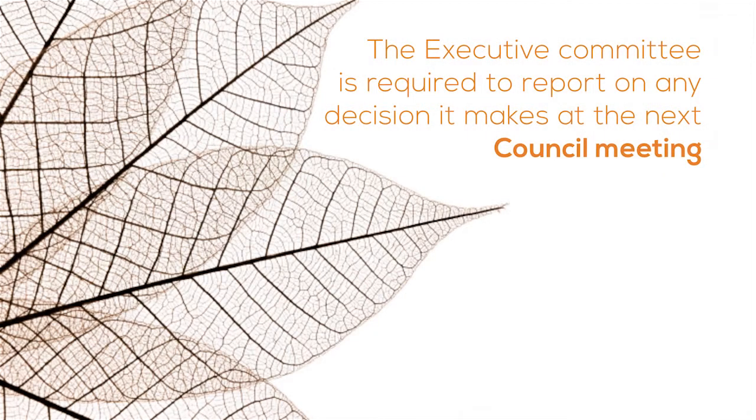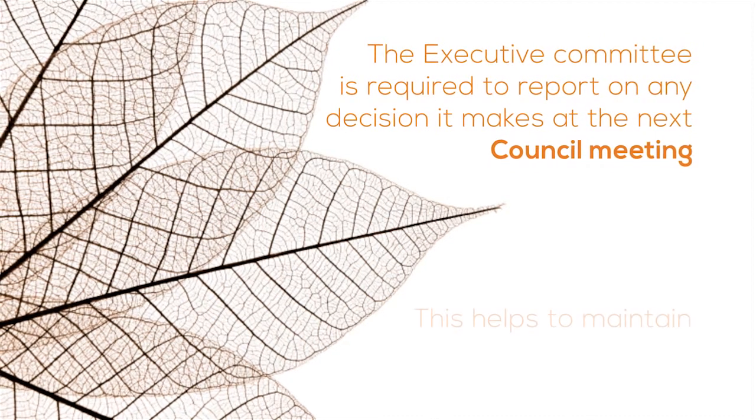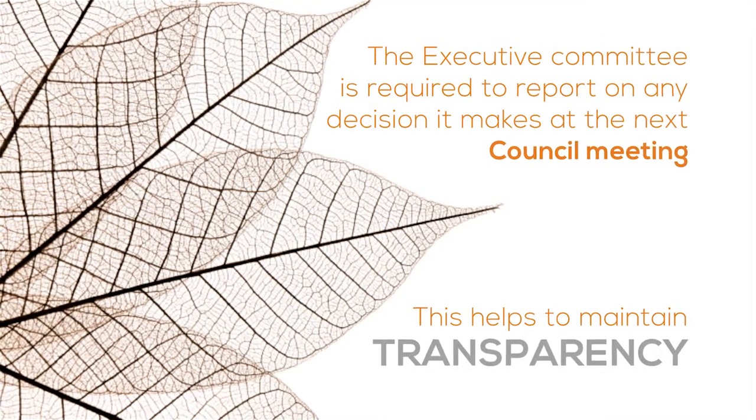Because councils typically only meet 3 or 4 times each year, and issues may arise in the interim that require direction, the RHPA also establishes an executive committee that has the authority to exercise many of the council's powers between council meetings. The executive committee cannot make decisions respecting regulations or bylaws. The Executive Committee is required to report on any decision it makes at the next council meeting. This helps to maintain transparency.